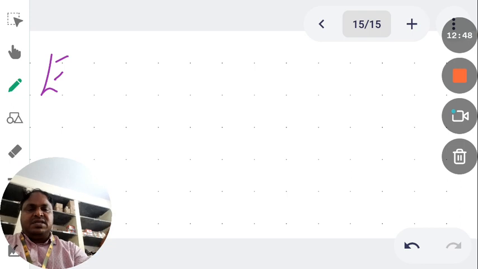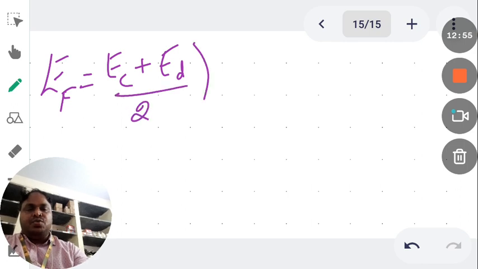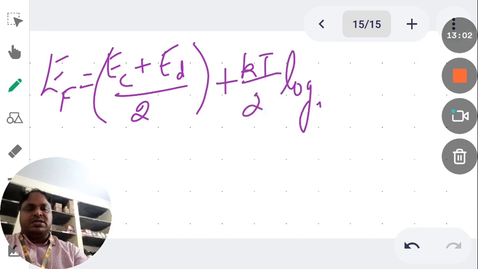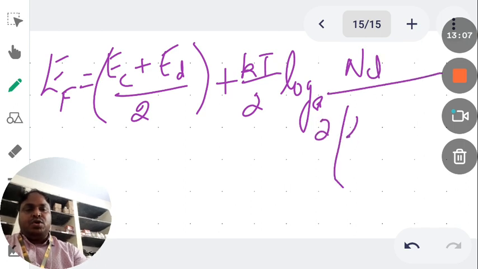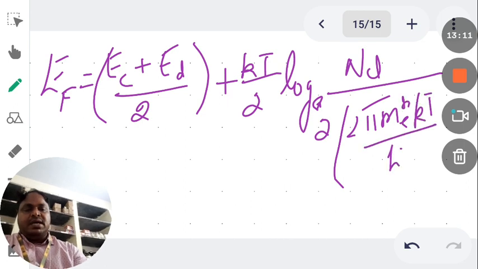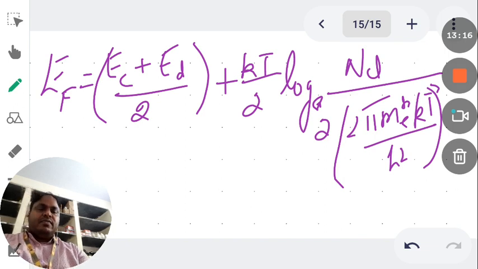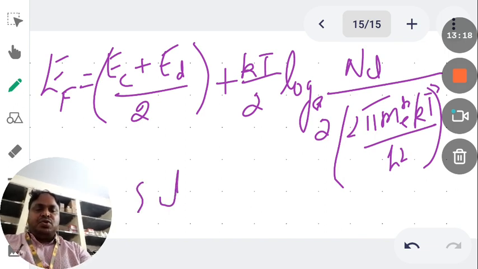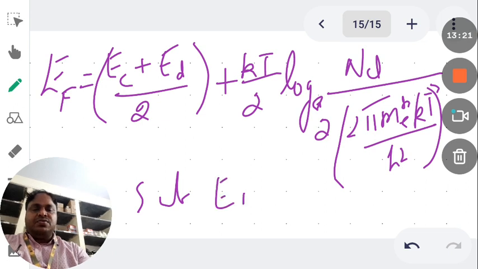So EF is equal to EC plus ED, okay, by 2 plus KT by 2 log exponential ND by 2 into 2 pi me star KT by h square power 3 by 2. Okay, now let's substitute EF value.